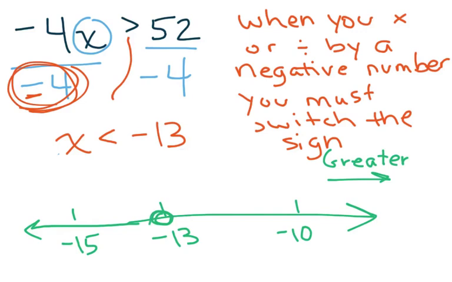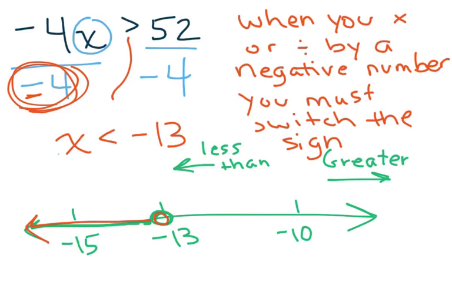Then I've got to ask myself, what's a number that's less than negative 13, and that would be any number to the left of negative 13. Do you agree? And so I would be going in this direction towards the negative 15. Let me change that color for you. Open circle, going to the left because I want less than. x is going to be less than negative 13.